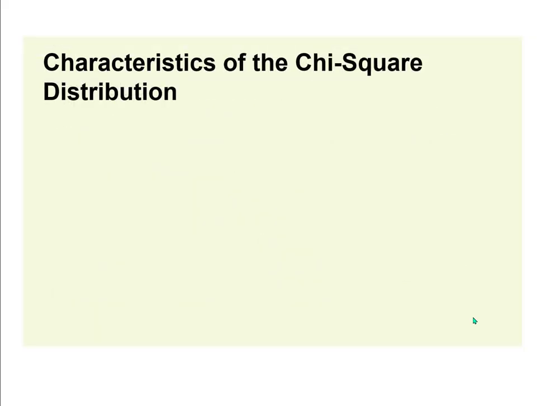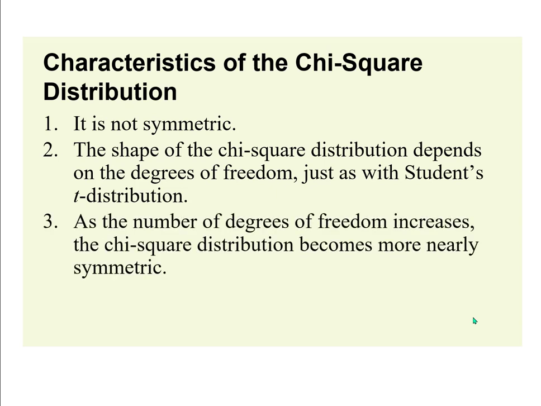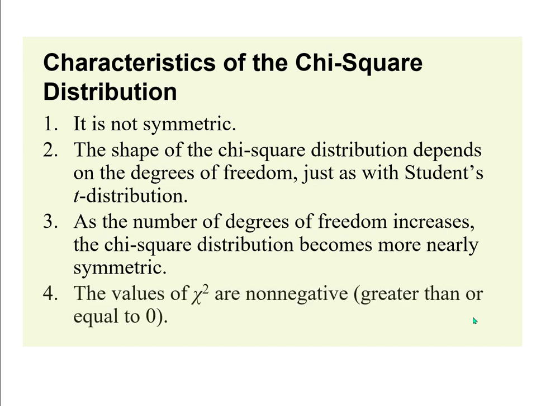Some of the characteristics of the chi-square distribution: it is not symmetric like some of our other distributions. We'll see visually that it's skewed unless we have larger sample sizes. The shape of the chi-square distribution does depend on the degrees of freedom, similar to the student's t distribution. As the number of degrees of freedom increases, the chi-square distribution becomes more symmetrical. And the values of chi-square are never going to be negative.